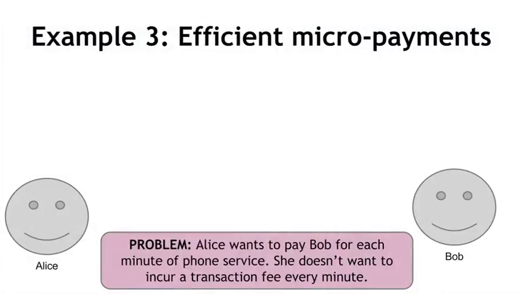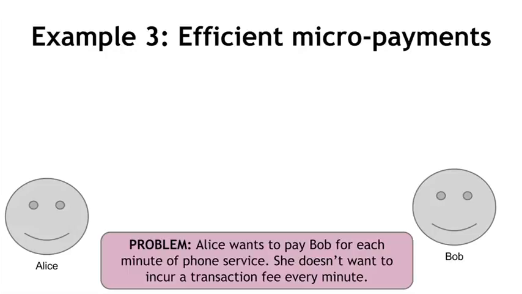A third example I'd like to show you is a way to do efficient micropayments. So the setup here is that Alice is a customer who wants to pay Bob a low amount of money for some service that she's going to use. So maybe in this case, Bob is really Alice's wireless service provider, and Alice wants to pay a small amount of money for every minute that she talks on her phone.